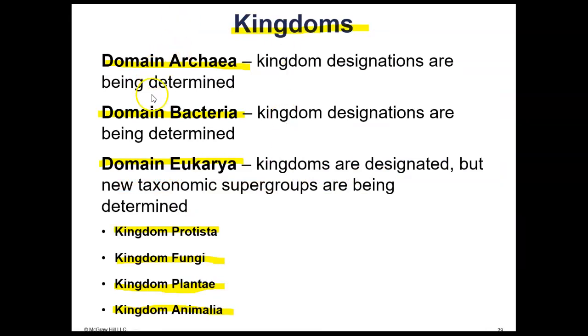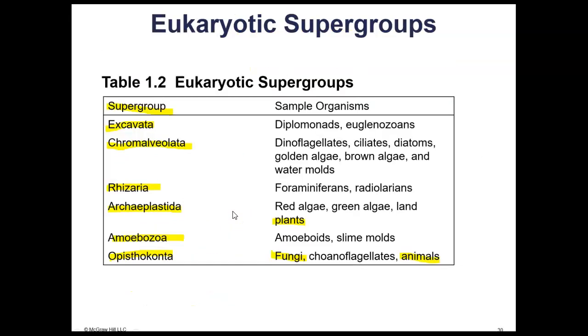For the notes on the domains and the kingdoms, we have domain archaea, the domain bacteria, and then the domain eukarya, which we divide into 4 kingdoms, the Protista, the fungi, the Plantae, and the Animalia.